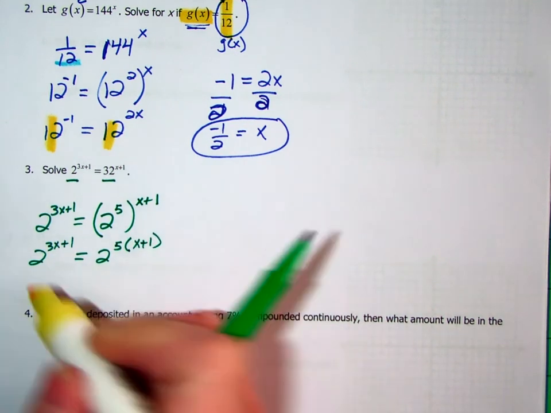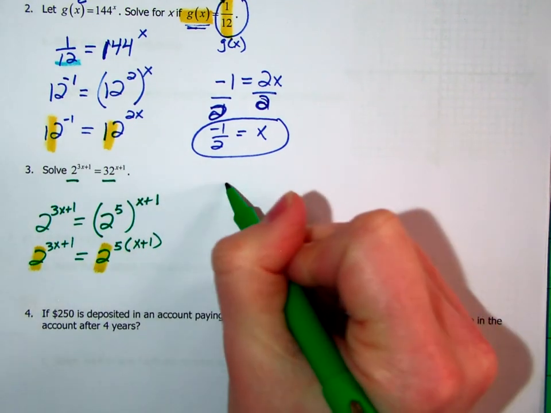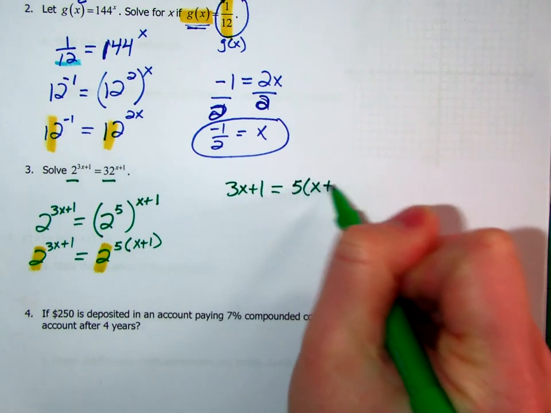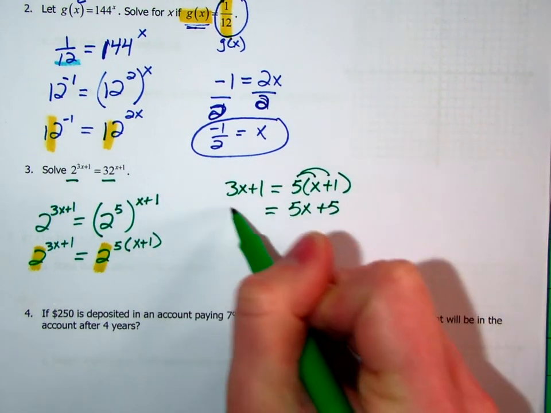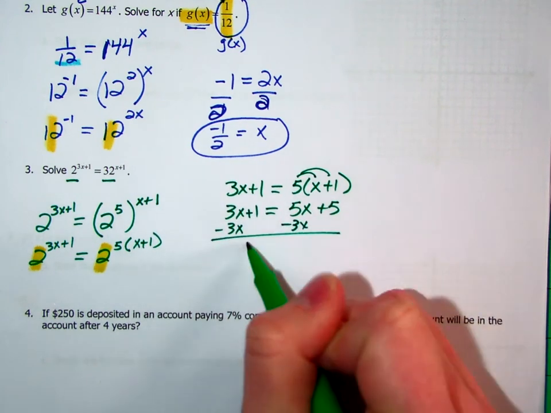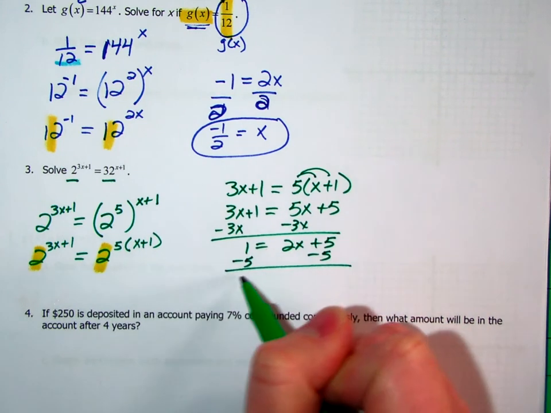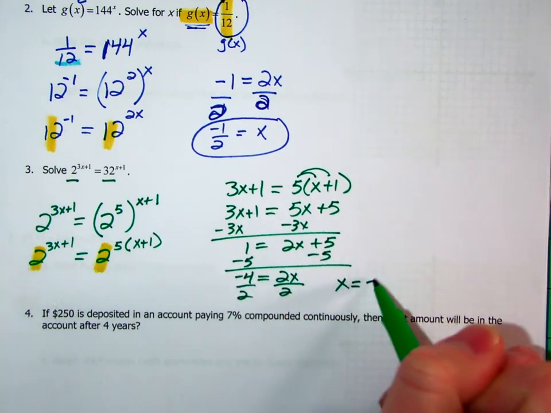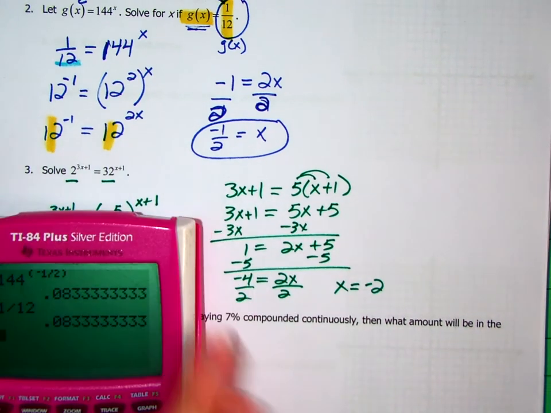And now that our bases are the same, that tells me that my exponents would also have to be the same for it to be equivalent. So we know 3x plus 1 has to equal 5 times the quantity x plus 1. So we can distribute to get 5x plus 5 equals 3x plus 1, and then start solving. So I'm subtracting 3x, so I'd get 1 equals 2x plus 5. Subtract 5, so we'd have negative 4 equals 2x, and divide by 2. So x equals negative 2. And again, since this has so many steps to it, I would definitely take out my graphing calculator to check to see if this is accurate.